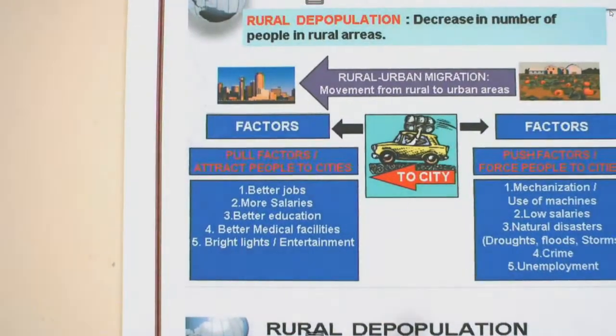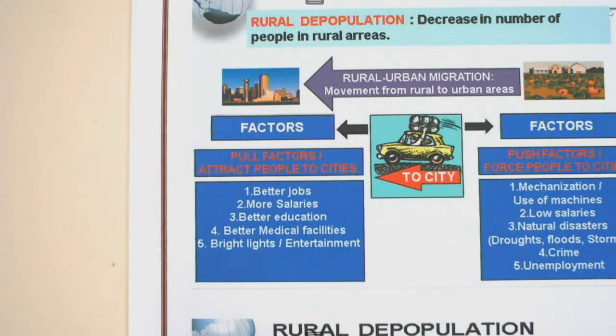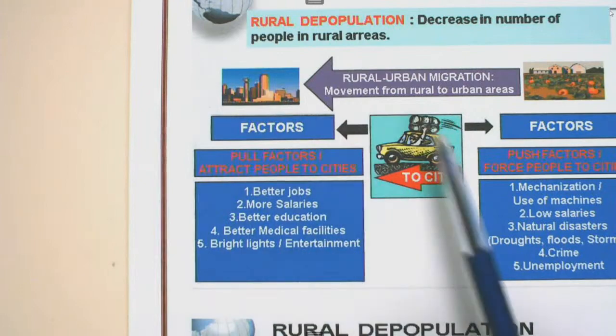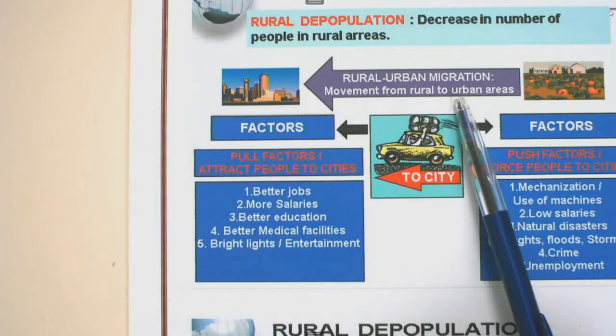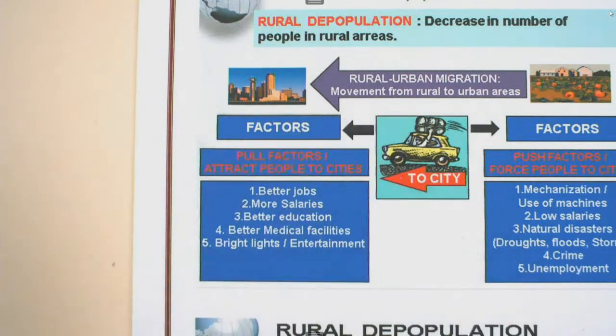Right, now let us look at the important concept. There is no geography question paper that does not have a question based on rural depopulation. Right, what is rural depopulation? Decrease in number of people in rural areas. When the number of people in rural areas decreases, it is rural depopulation. And it is a result of rural-urban migration. With rural-urban migration, there are two things that will likely happen.